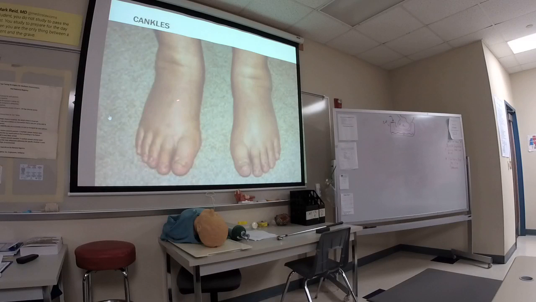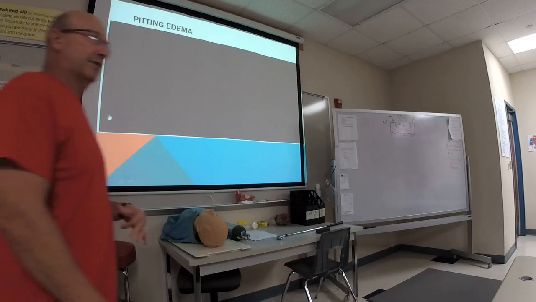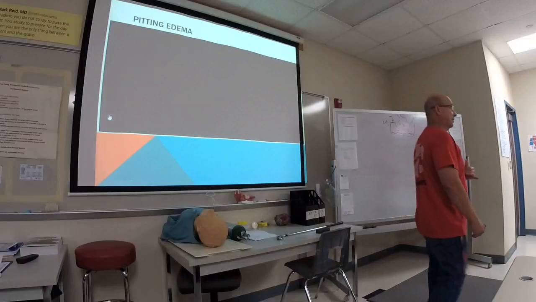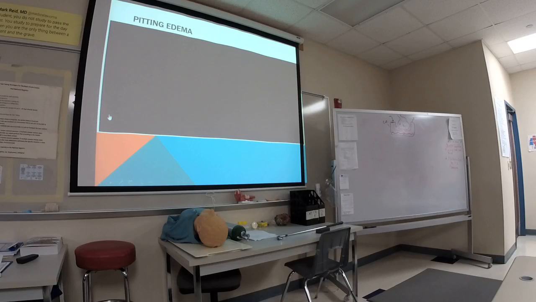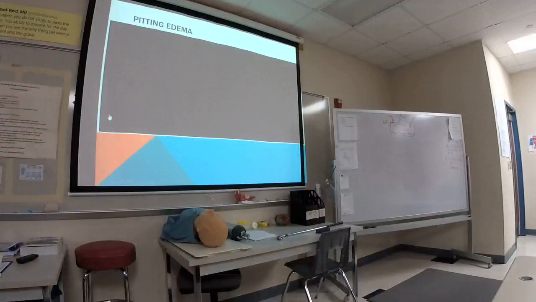And then right-sided failure is going to produce... You can have right-side failure and not have left-side failure, okay? Or you can have right and left-side failure, okay? So you can have the pulmonary edema with the peripheral edema. A short video on describing how to measure the pitting edema.